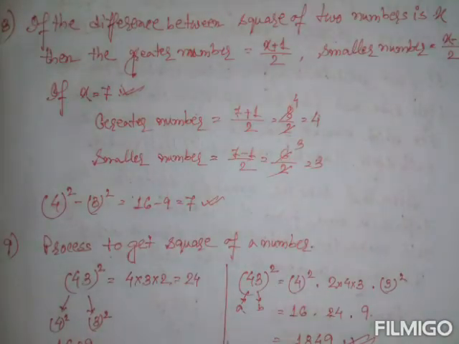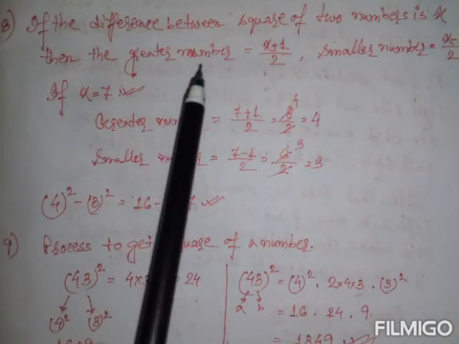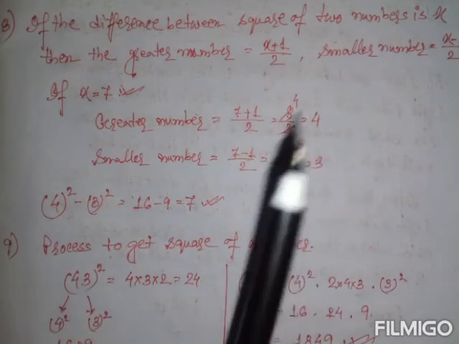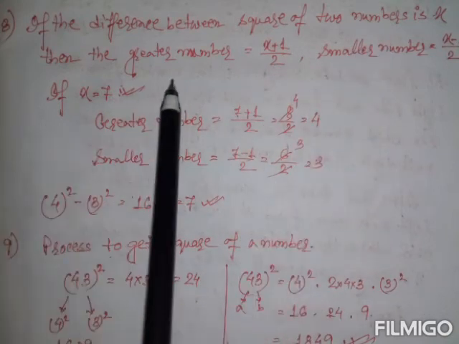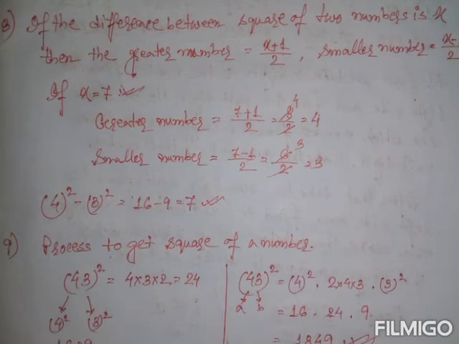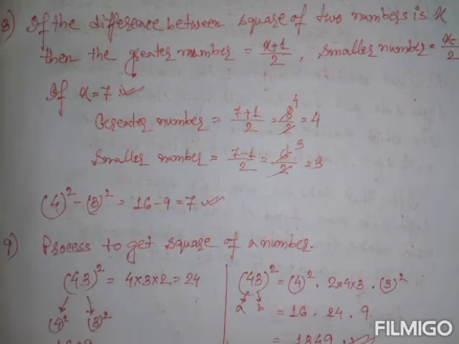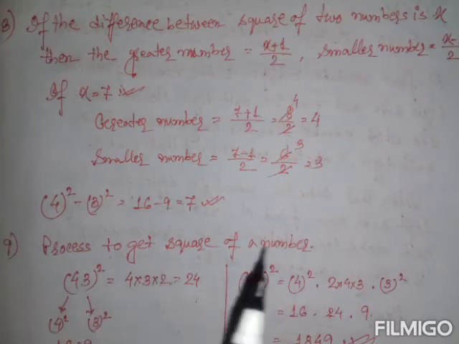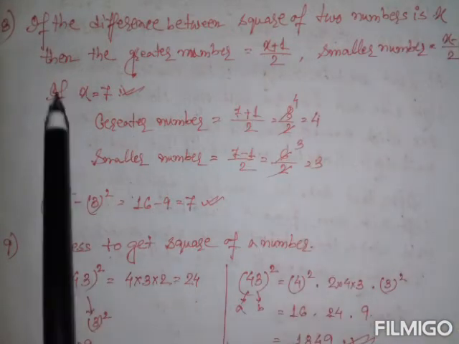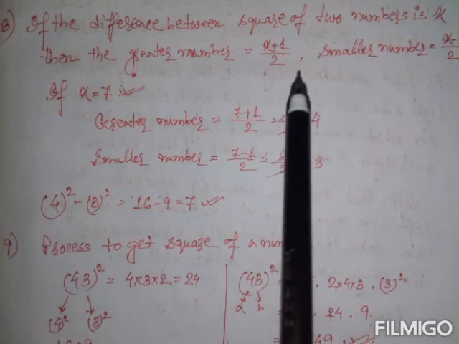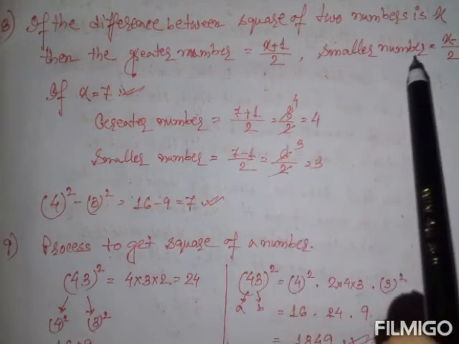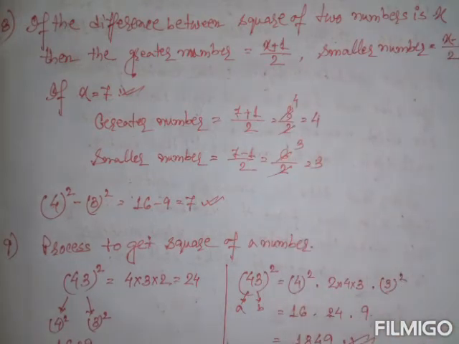Number 8. If the difference between the squares of two numbers is x, then the greater number is (x plus 1) by 2 and the smaller number is (x minus 1) by 2. Okay. If the difference between the squares of two numbers is x, then the greater number is (x plus 1) by 2 and the smaller number is (x minus 1) by 2.